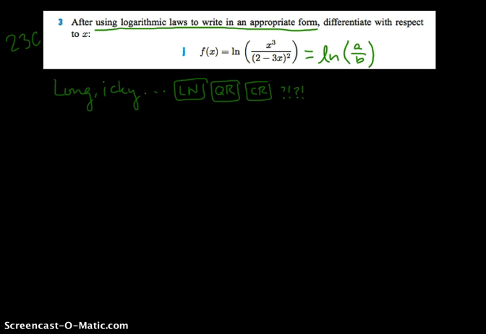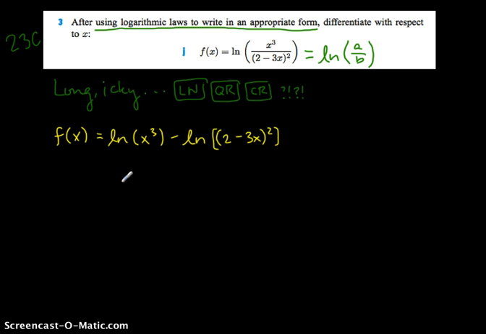So let's switch pen colors here and go straight into it. Okay. So our first step is to rewrite this function so that we're dealing with subtraction instead of division, because division means quotient rule. Ugh. Right? So that means I'm going to have the ln of my numerator. In this case, that's the x cubed. And then I'm going to subtract it from the ln of the denominator. So that's ln of 2 minus 3x, and that's squared. And I can write it just like that. Okay?